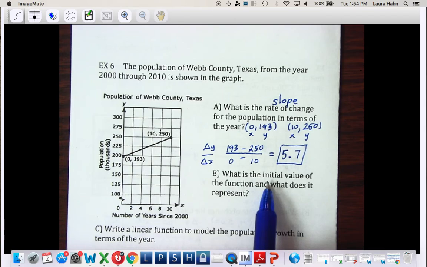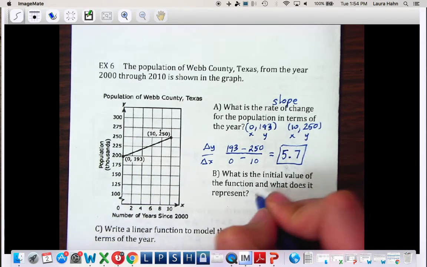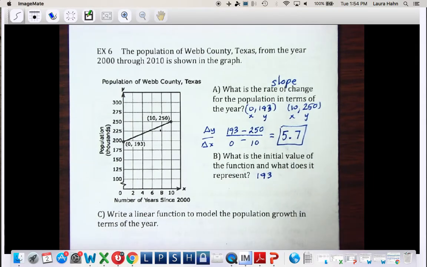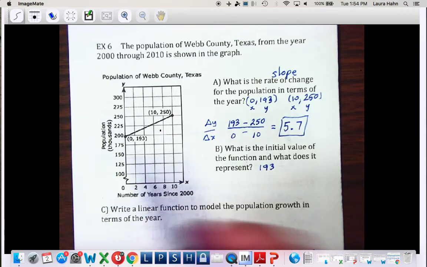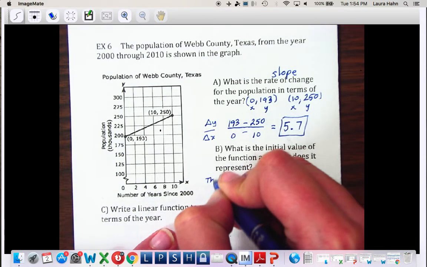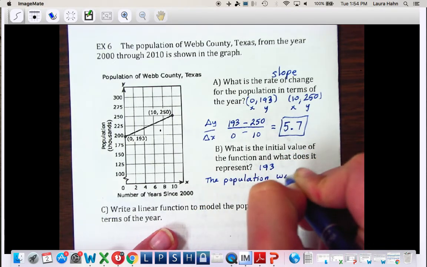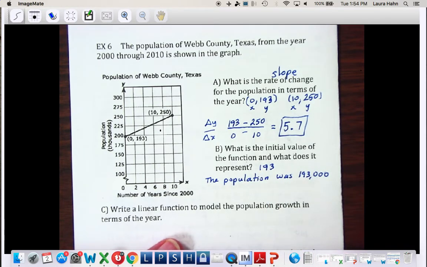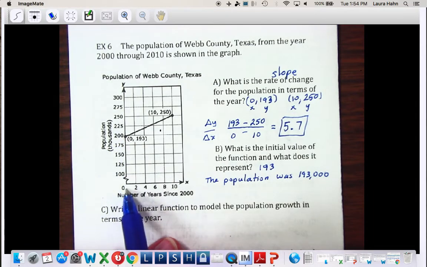All right, B, what is the initial value and what does it represent? So initial value is the starting point. So here's where it starts. It's starting at 193. So now I have to put, what does that 193 represent in this story? So I know this 193 is the population in thousands. So I'm going to write the population was 193,000.